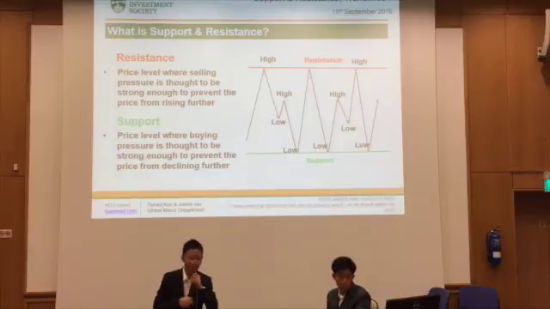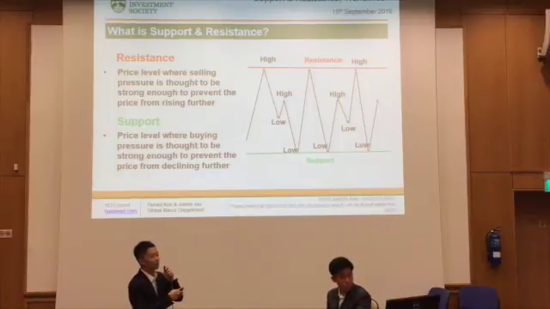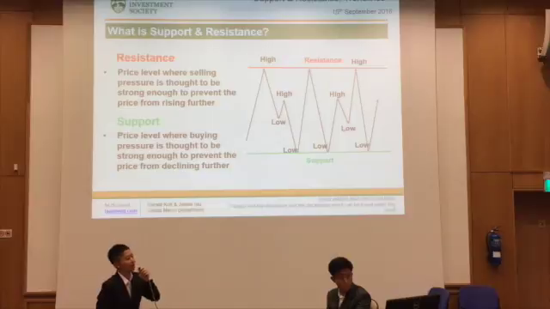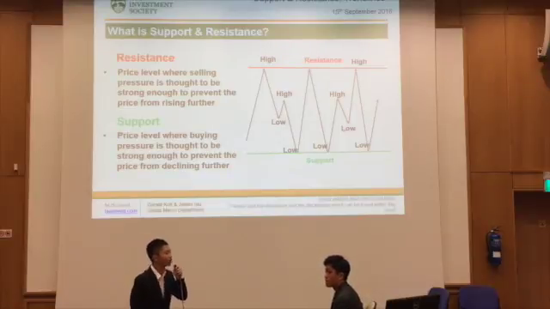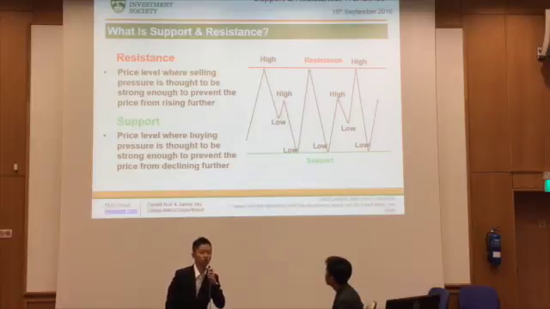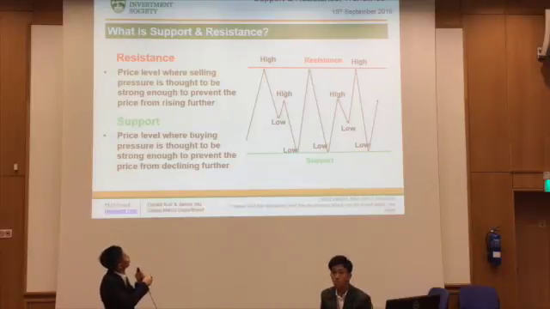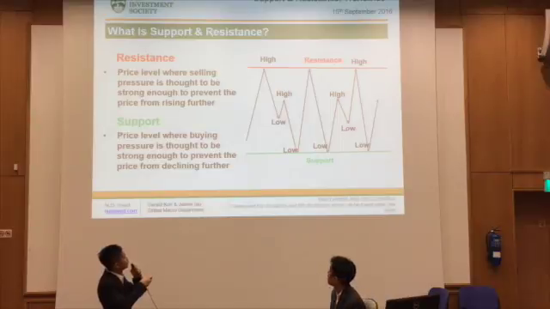Okay, so these are the basic definitions of resistance and support. I know there's a lot of words, so let me break it down for you. Resistance is the price level where the selling pressure is thought to be strong enough to prevent the price from rising further. So let's say the price starts here. There are a lot of buyers and the price starts going up. But you go up, the selling pressure is strong enough, and the price doesn't rise past the resistance.